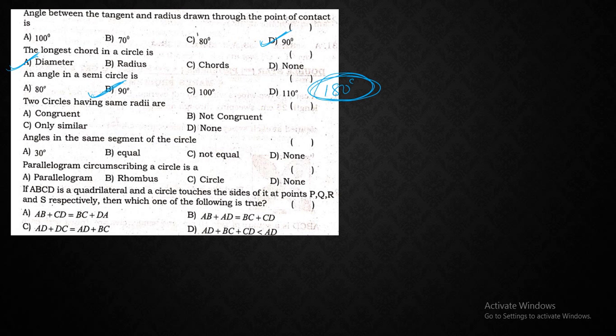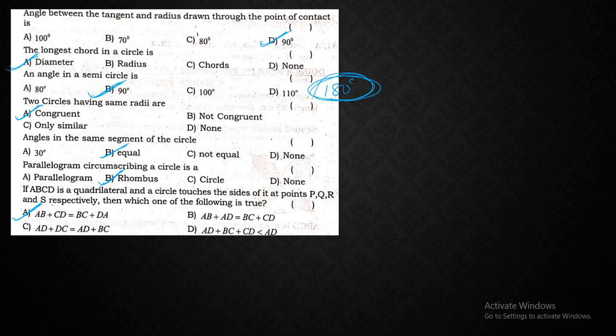Two circles having the same radii are always congruent, right? Angles in the same segment of a circle are equal. A parallelogram circumscribing a circle is nothing but a rhombus. Next, if ABCD is a quadrilateral and the circle touches the sides at the points P, Q, R, S, then which of the following is true? Just now we have discussed, the sum of opposite sides will be equal.